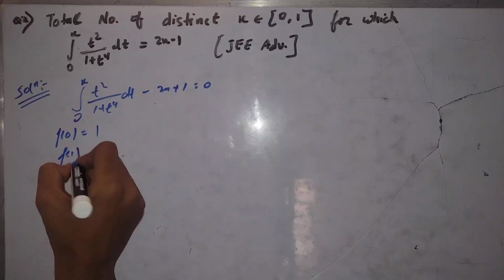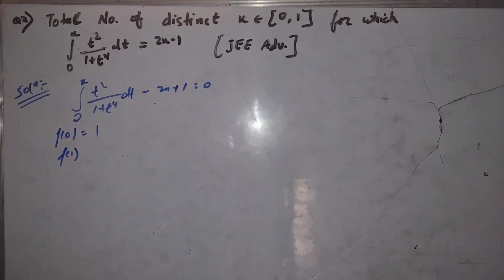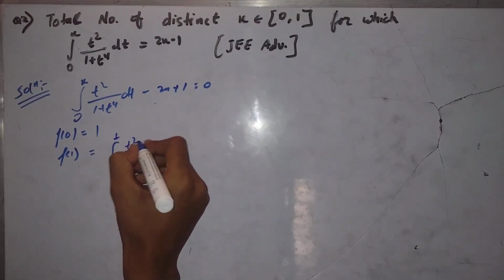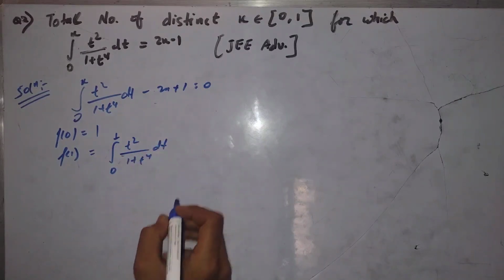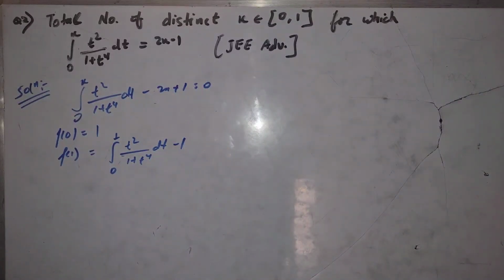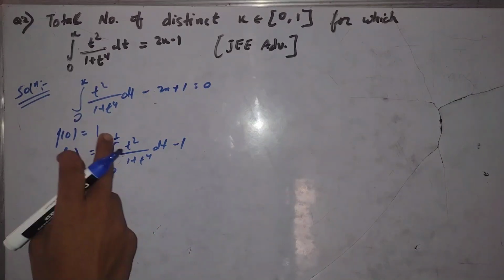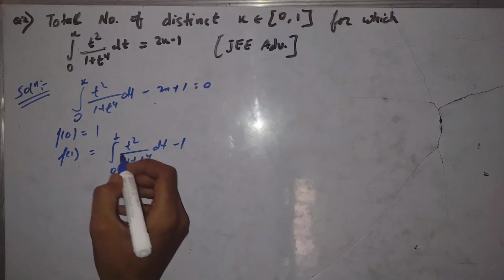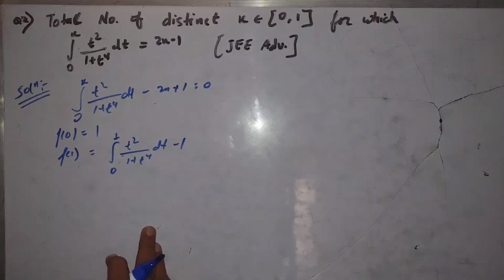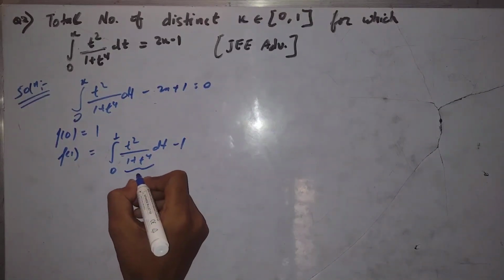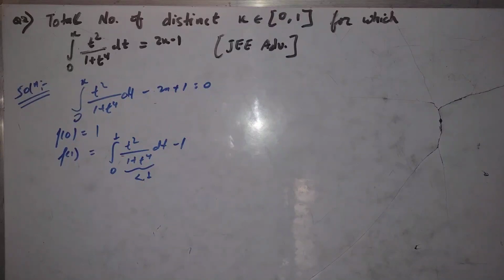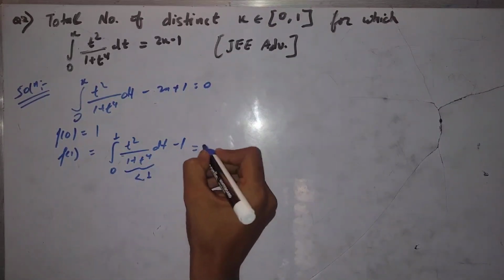What is f of 1? That's an interesting problem. f of 1 equals the integral from 0 to 1 of t squared over 1 plus t to the power 4 dt, minus 2 plus 1, which is minus 1. Because t is from 0 to 1, the numerator is less than 1 and the denominator is greater than 1. Therefore this whole integral is less than 1, and with the minus 1, f of 1 is negative.